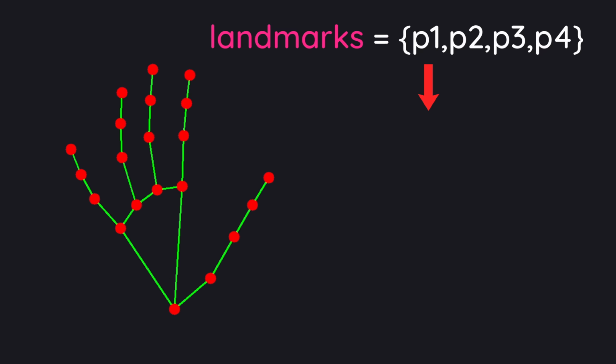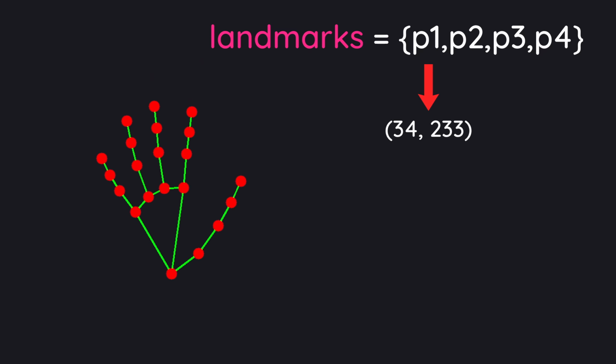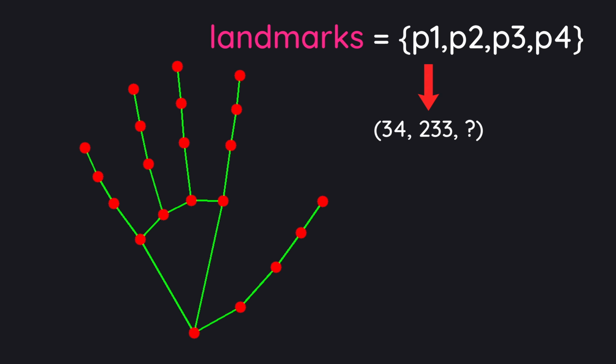Each of these landmarks has an X and Y coordinate based on where it appears on the image. They also have an estimated Z value, but this is just inferred with machine learning.